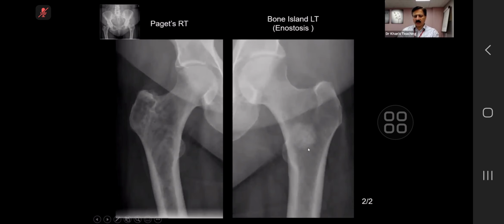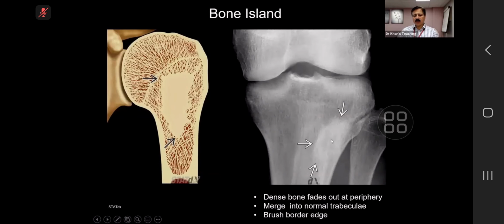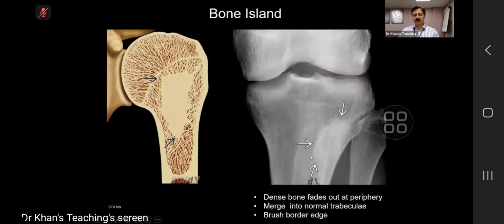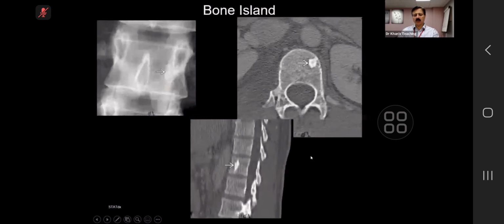It's a bone island. And the key finding is that in a bone island, look at this from STATdx, and these three things you have to remember. Dense bone fades out at periphery, and they merge into normal trabeculae, and brush border edge. So brush border edge is this. It's a key finding, which even here in your case, you can see this brush border edge. So bone island has come in the exam, and this thing is what helps you.